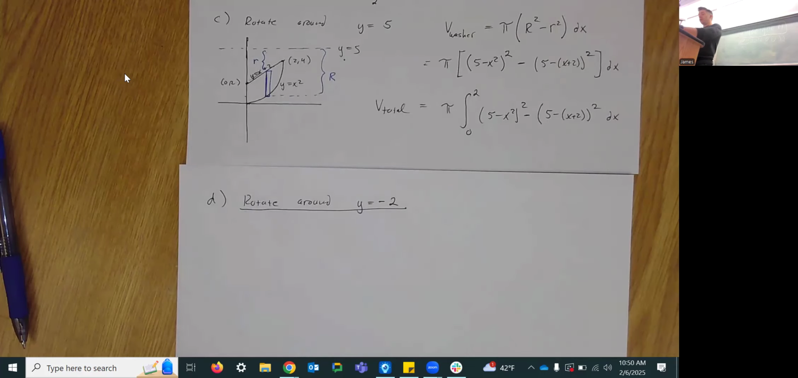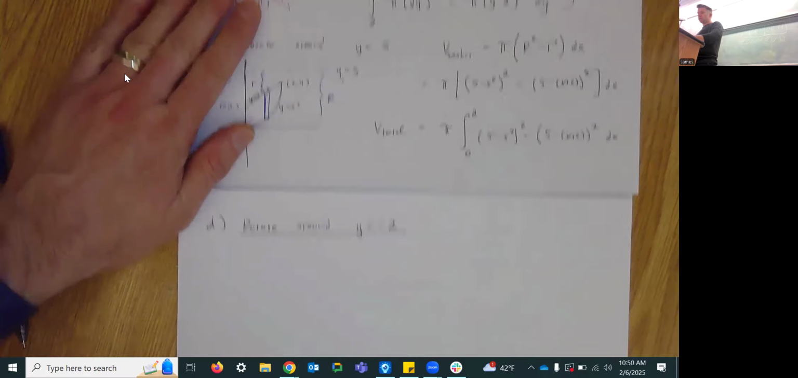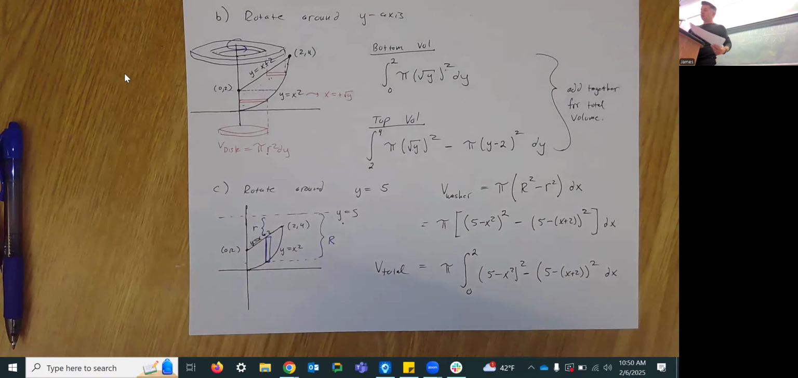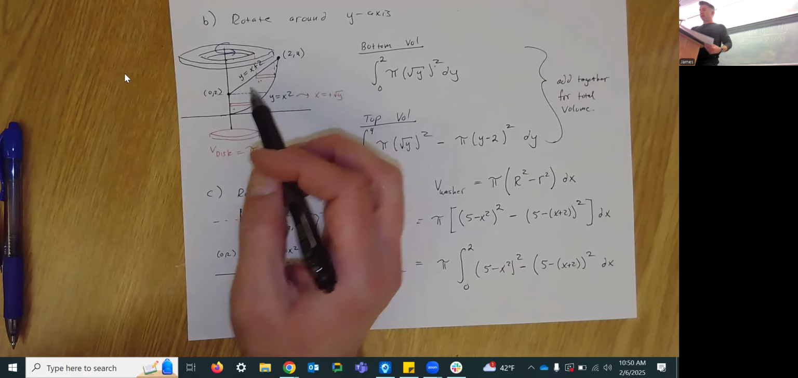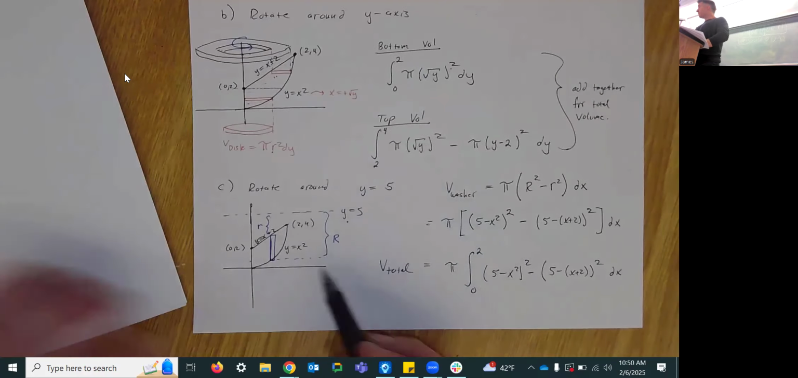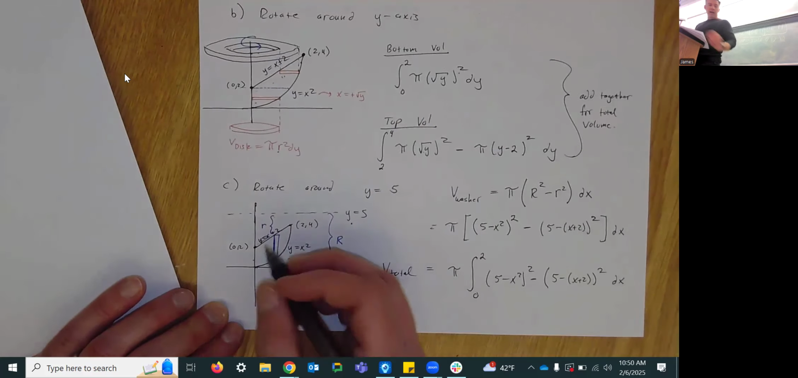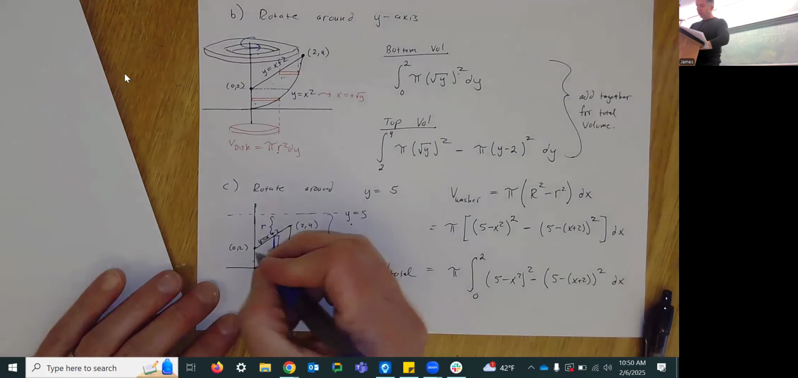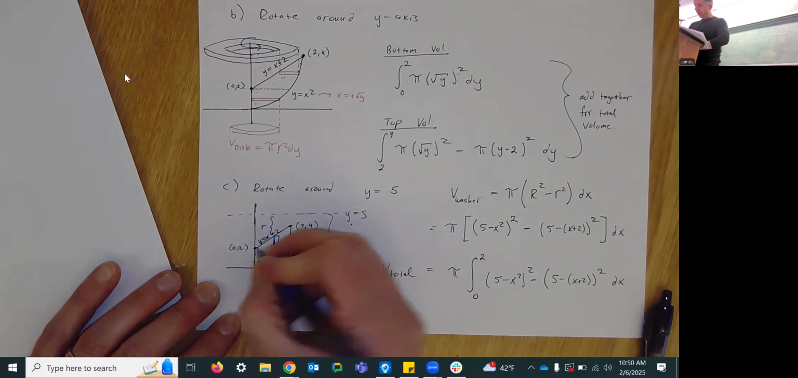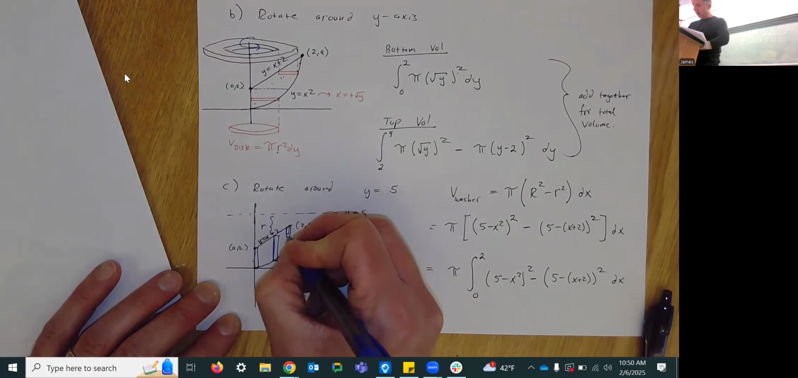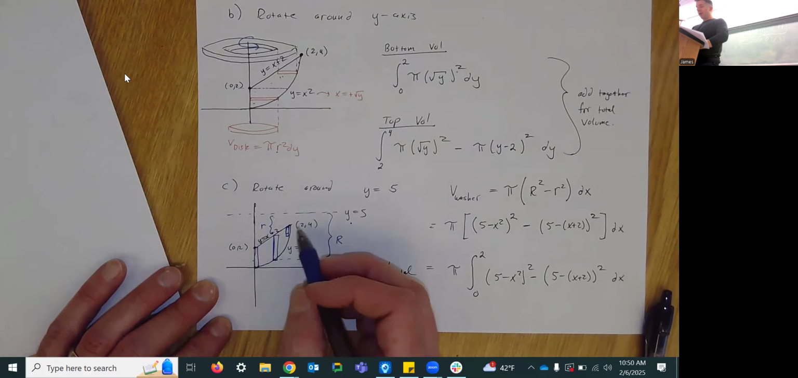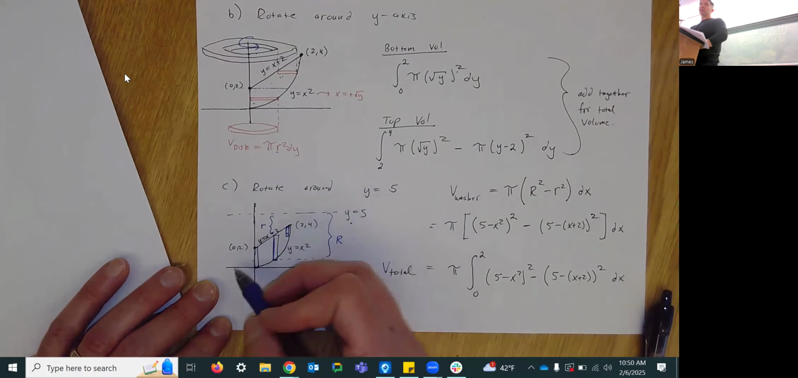the difference between this rotation around y equals 5 and this rotation around the y-axis here is that for this one down here, no matter where I drew my strip, the boundary functions never change. I could draw it all the way over here or all the way over here, and no matter where I draw it, the bottom boundary is always y equals x squared, and the top boundary is always y equals x plus 2.